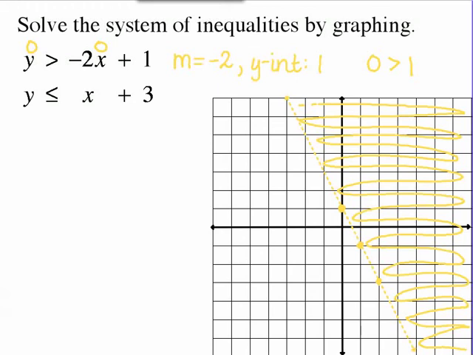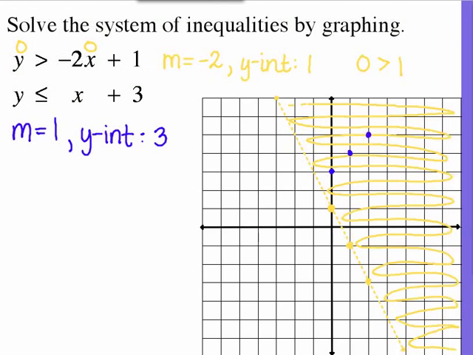So now let's look at the next one. This is one where you're going to want to pick a little darker shade. What is my slope of my next one? 1. What is my y-intercept? 3. So I've got a dot at 3, and I've got a slope of 1. What does the slope of 1 mean that you do? Up 1 over 1. What type of line am I going to do here? A solid, straight line.